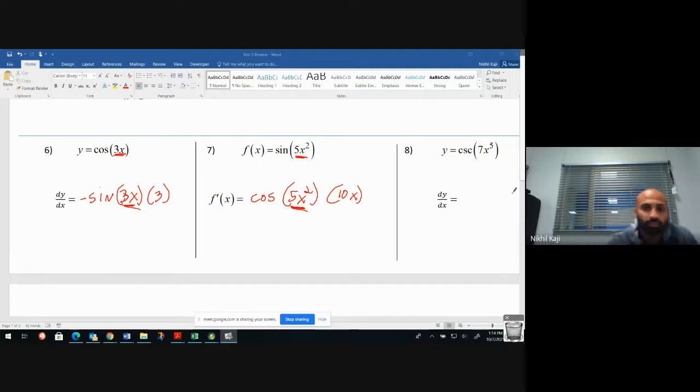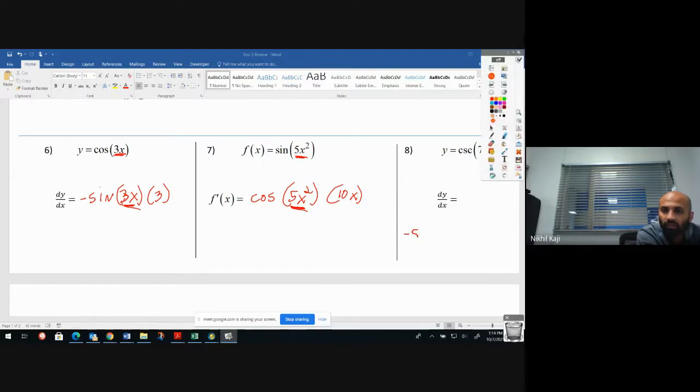This next one right here is cosecant. So the derivative of cosecant is negative cosecant cotangent. So this derivative has two parts because that's just the derivative of cosecant. So here we have to put the inside, the original inside, into both of them.